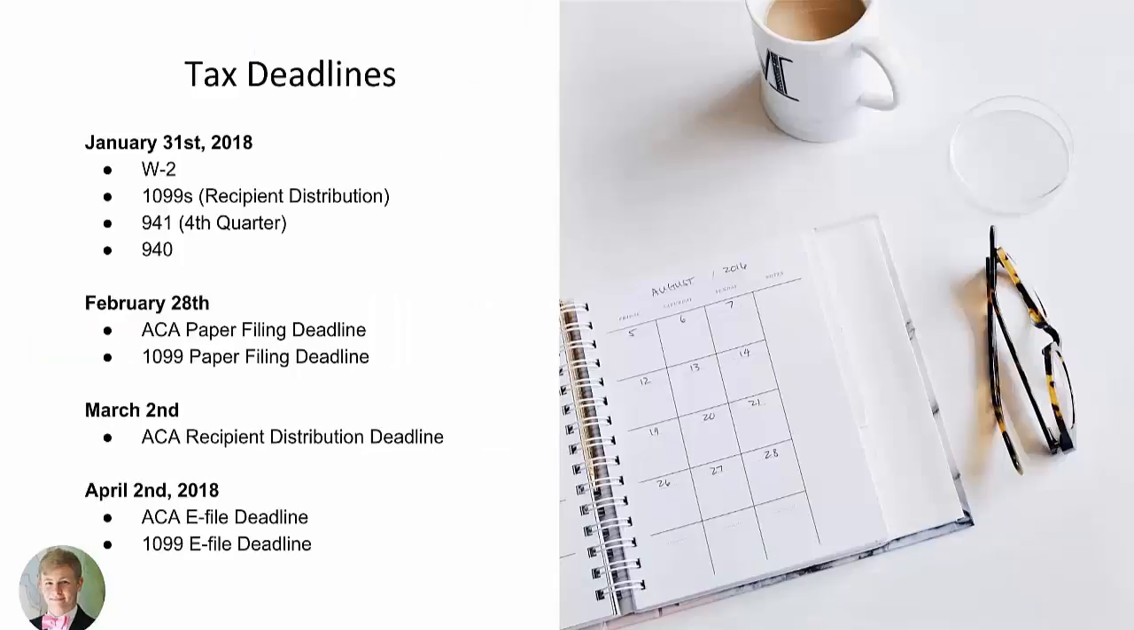Again, just to reiterate all the tax forms we've discussed today, here's a little list of dates to keep in mind. On January 31st, the forms due are the W-2s, 1099s to the recipient, the 941 fourth quarter filing, as well as the 940 filing. On February 28th, you'll have the ACA paper filing deadline, as well as the paper filing for the 1099 forms. March 2nd is the ACA recipient deadline due date. And then April 2nd is the ACA e-filing deadline, as well as the 1099 e-filing deadline.